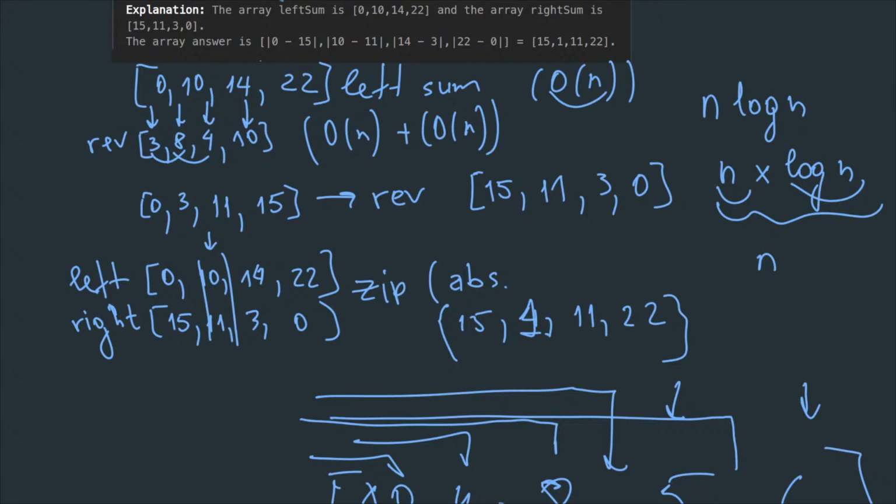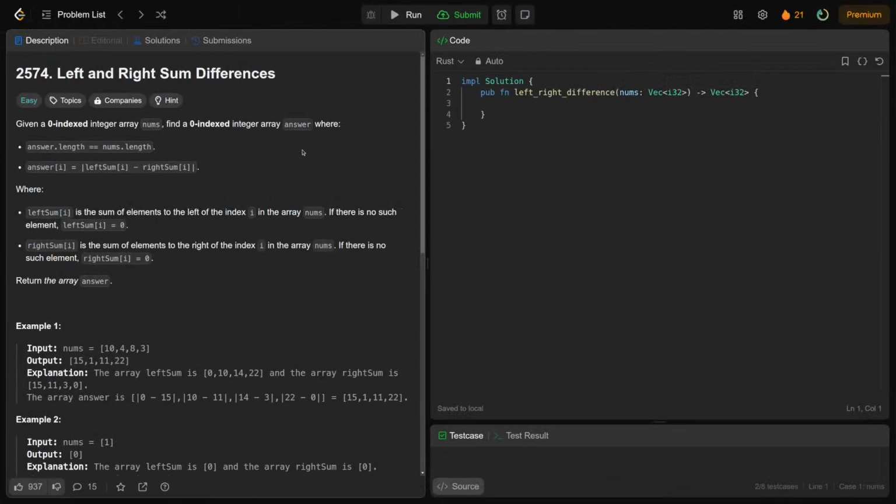So yeah, first we'll need to get the left sum and the right sum. Can I use it here? Probably yes. So let me try to write a function which will be summing. We'll have our nums, which will be a reference of a vec of i32, or we can write it like this. And we'll return a new vector of i32.